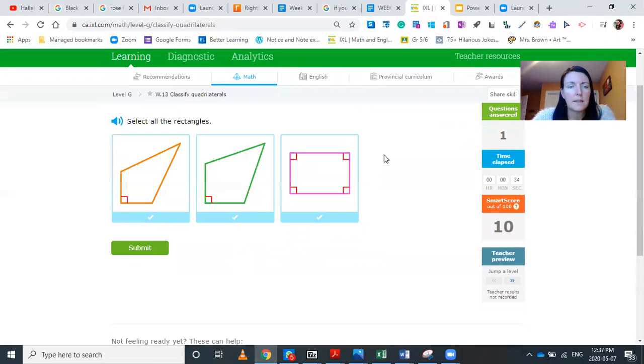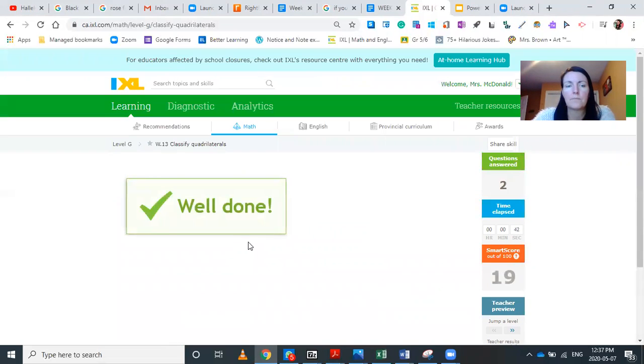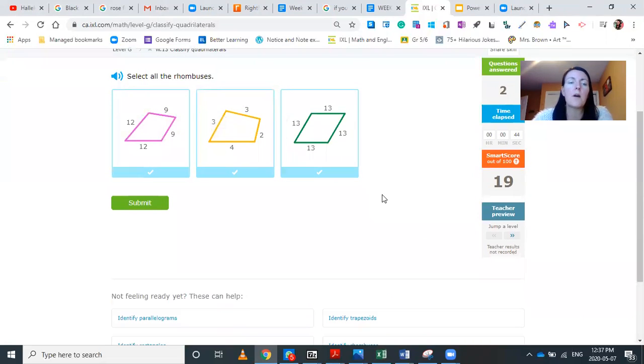Great. Let's look at this one. Select all the rectangles. Remember, you need four right angles. This one's only got one, that one's only got one, and there we've got four. Let's have a look at this one. These are rhombuses. Now remember, a rhombus is a parallelogram where all sides are equal. So here we've got 9s and 12s. No. 3, 3, 2, 4. No. 13. Yes, they're all equal. And there is our rhombus.